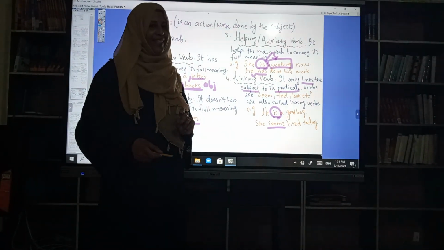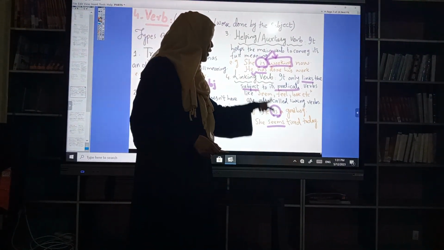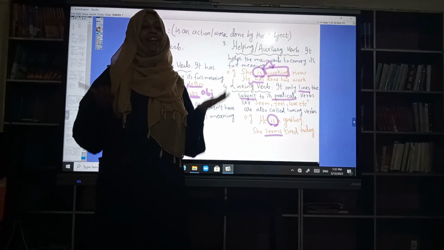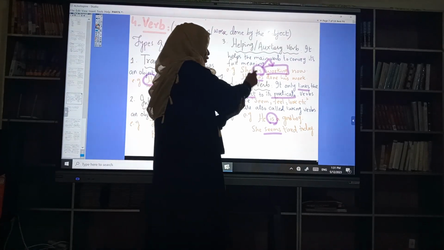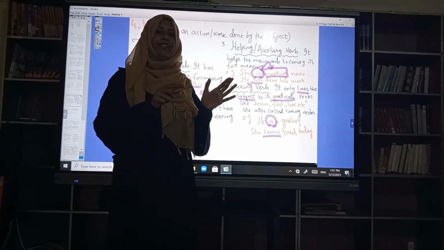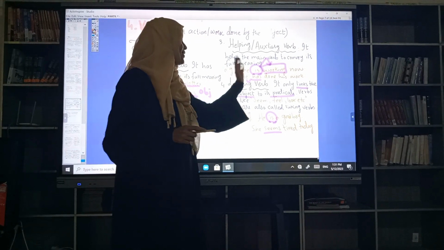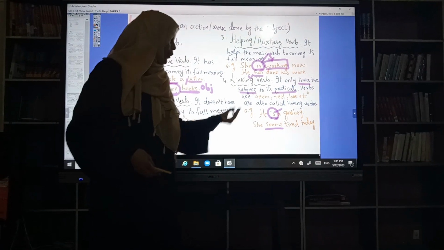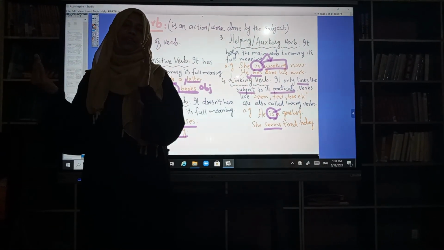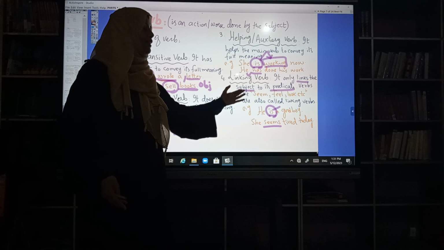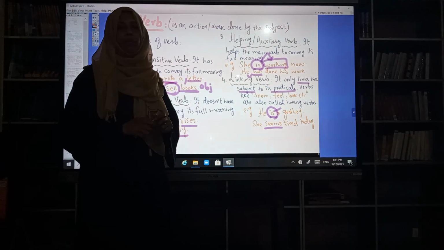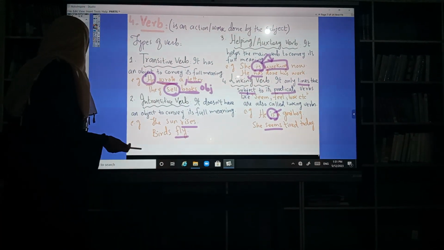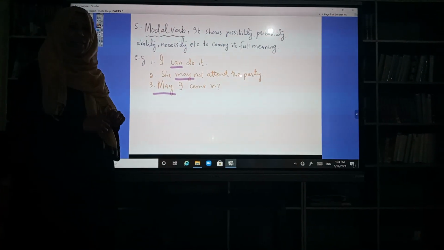Remember one thing. Yes, is in linking verb and is in helping verb are the same, but the usage is entirely different, because in the first, that is helping verb, is helps the main verb, that is working. But here there is no main verb. It's only a statement in which the subject is linked to the predicate, that is he is a good boy. And the second example is she seems tired today. As I told you, these are also called linking verbs.